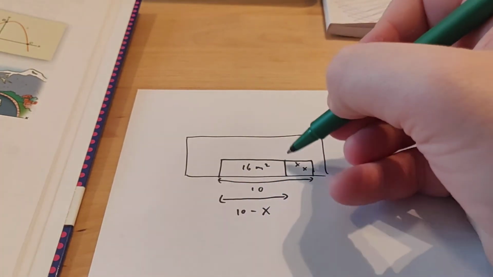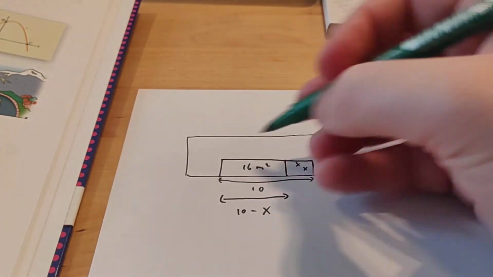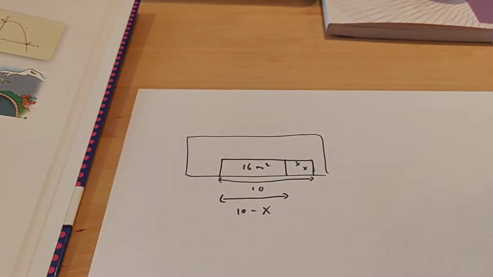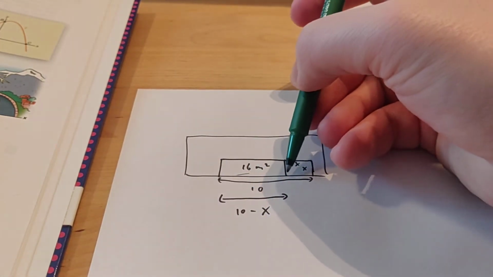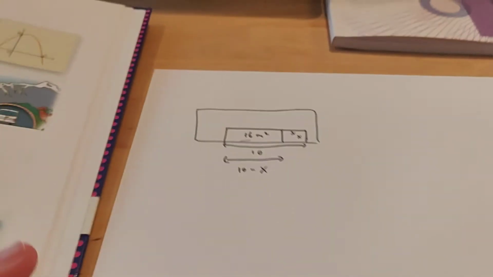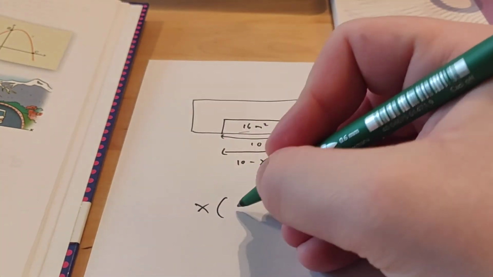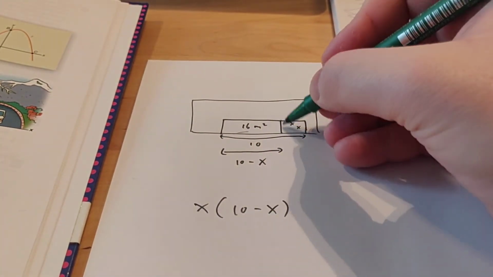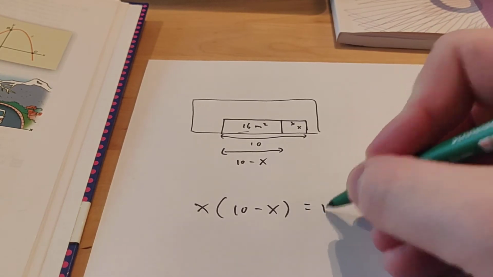So we're just going to take a look at this rectangle over here, right? If you do the length times the width, you get 16. Well, the length is 10 minus x and the width is x. So apparently, if you do x times 10 minus x, the width times the length, you get 16.